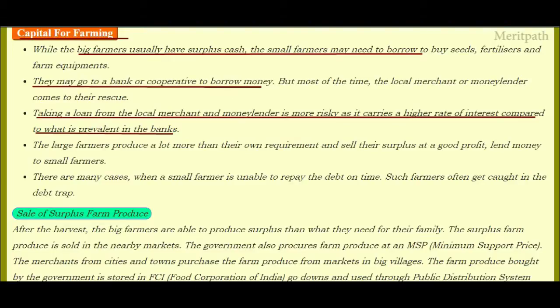Capital for farming. Big farmers usually have surplus cash, and the small farmers may need to borrow for buying seeds, fertilizers and farm equipment. So they go to a bank or a cooperative agency to borrow the money. But most of the time they borrow the money from the local merchant or the moneylenders. Taking a loan from a local merchant or moneylender is risky because it carries a high rate of interest compared to what is prevalent in the banks.